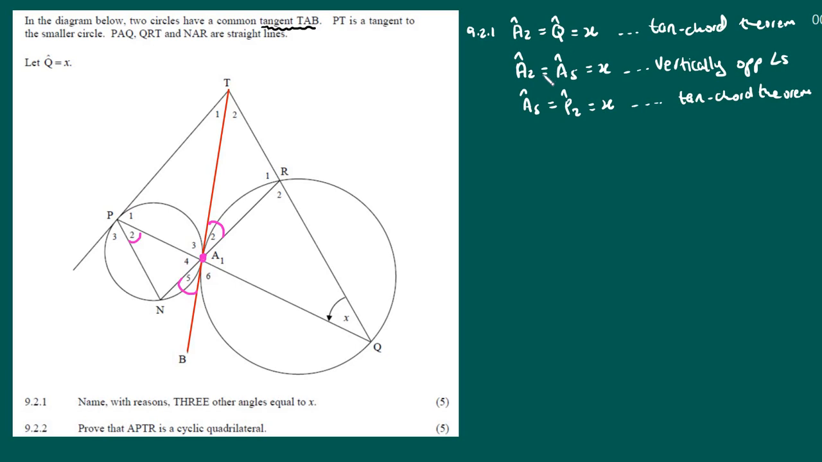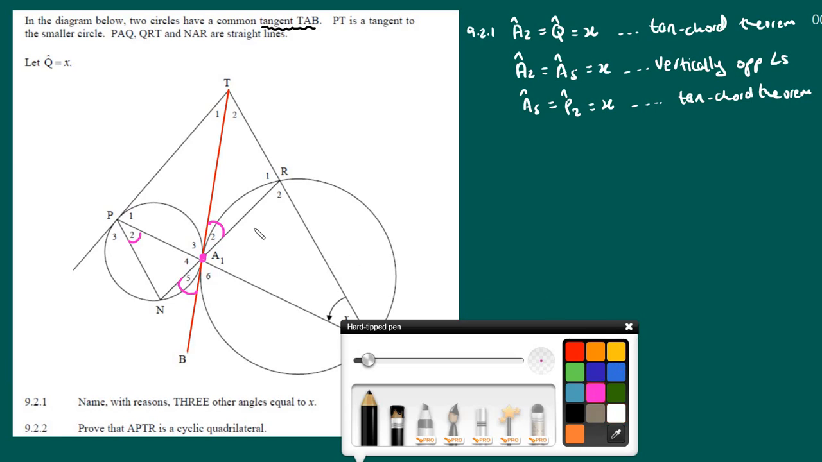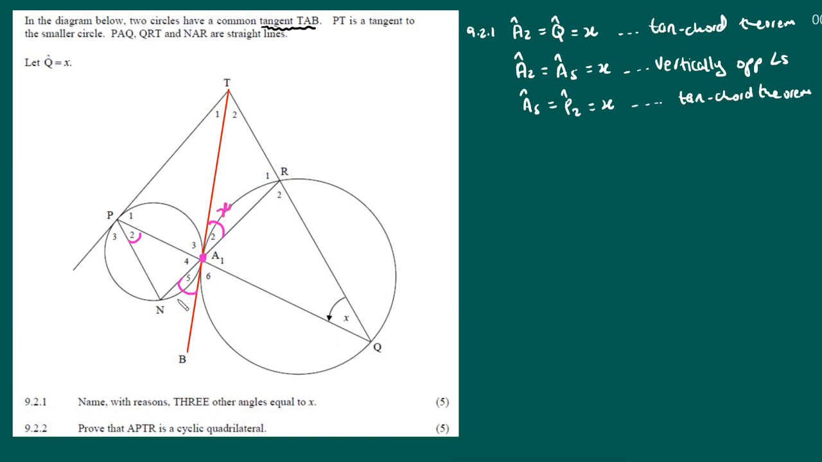But you know, those 5 marks, how they are usually distributed, right? It can be marked for a reason, and then a statement, and other parts they will just mark a statement only. For example, it's tan chord, so they might just mark a statement. So I can also put x there, right? I can say therefore this is x, this is also x, and then this is also x. Great stuff. The 9.2.2 says prove that APTR.